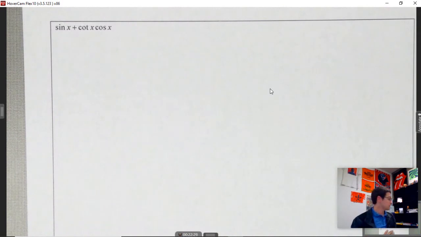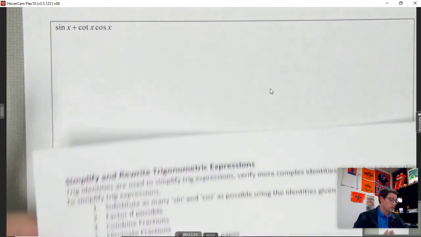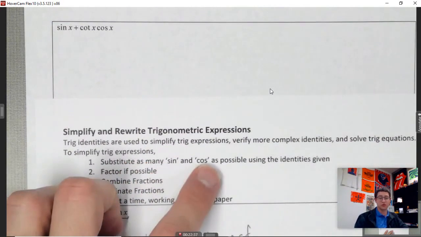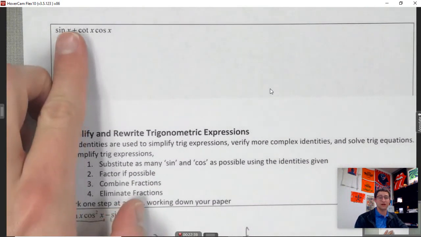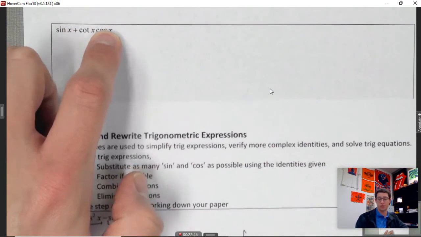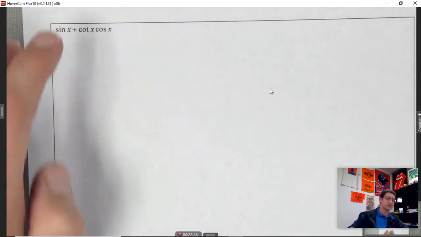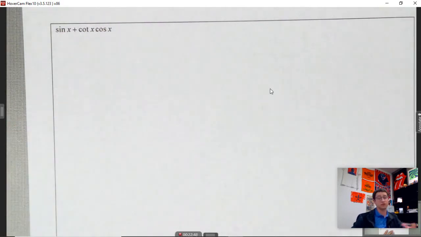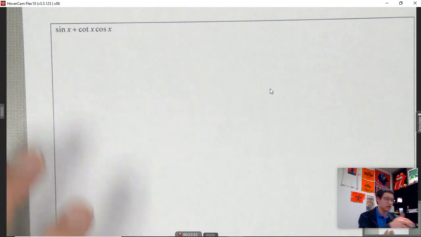This is definitely one of those problems where we want to follow those steps up top on that first page. So we want to go ahead and substitute as many sines and cosines as possible, given the identities given. I got a sine here. I don't have a sine or a cosine here, and I have a cosine here. So we want to rewrite that cotangent. That's going to be our first step. So I see cotangent, get rid of it. Let's get things in sine and cosine, because we can work with sine and cosine.